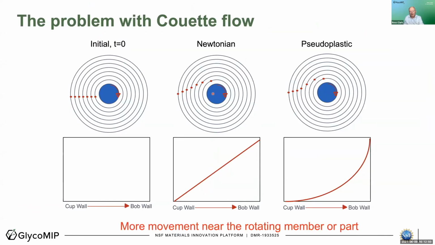This was the diagram that Blake showed. It's looking down on that spindle, and it's looking out at that outer wall, and we're seeing these dots that represent marker particles. If the material is Newtonian and we've got laminar flow, that is, each layer moves the exact same amount compared to the other one, well, we end up with this very linear profile. But with pseudoplastic materials like that xanthan gum, look what we've got here. Most of the flow occurs near the rotating member, and that is a real problem.